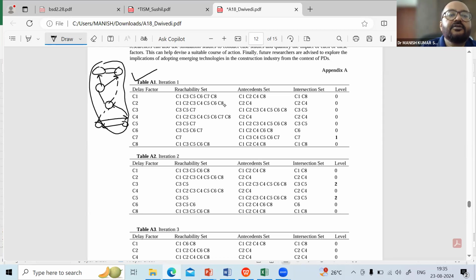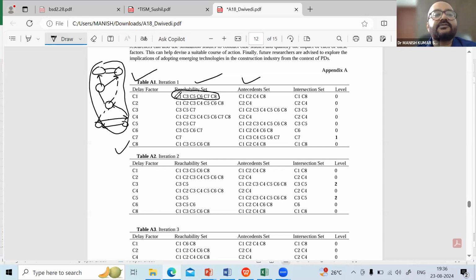So iteration 1. What you have to do: write the factors C1, C2, C3, C8. Now the reachability set and antecedent sets you have to write. So for example, here C1, C3, C5, C6, C7, C8. Please mind it. These are all the factors which were in the reachability matrix with transitive relationship, all 1. When I say 1, it means either direct relation or indirect relation. Direct relation was 1 and indirect relation was 1 star. So these are all C1, C3.